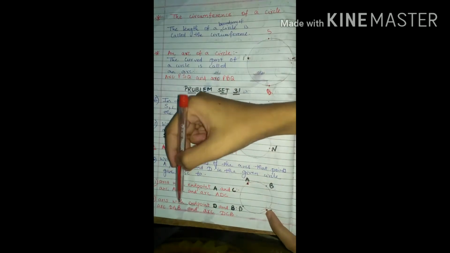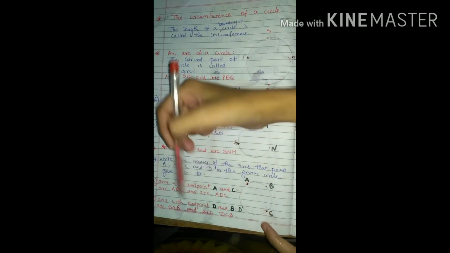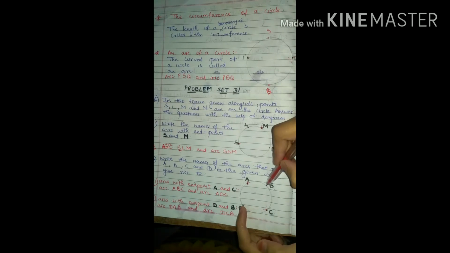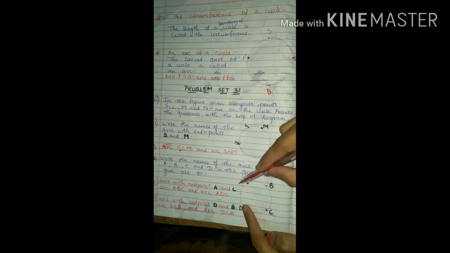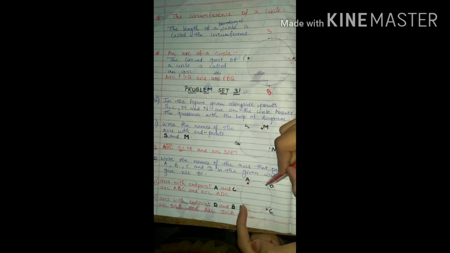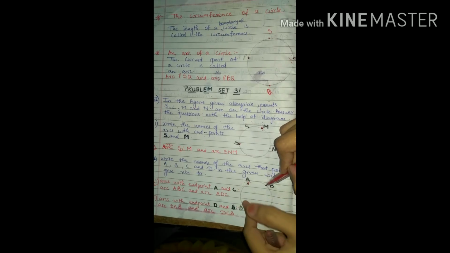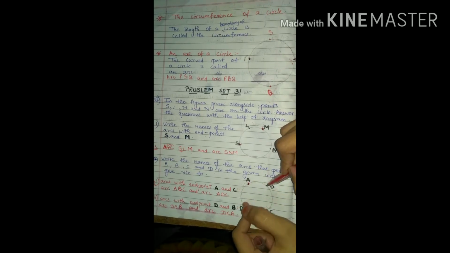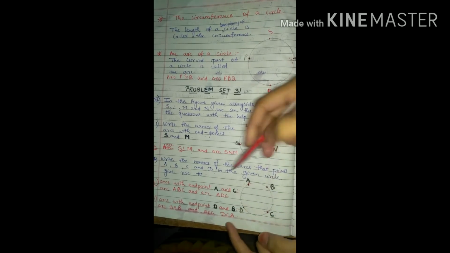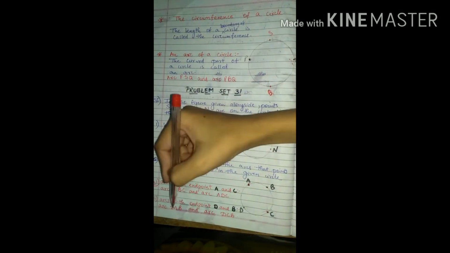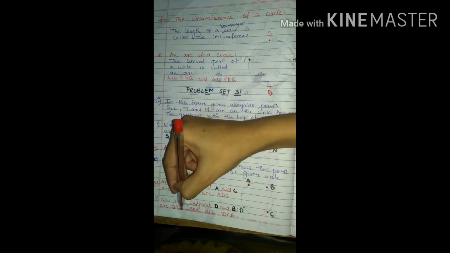Now the second one, arc with the end points B and D. If I take the end points as B and D, how many arcs are formed? One arc is DAB and the other arc is DCB. See, D and B are the end points.